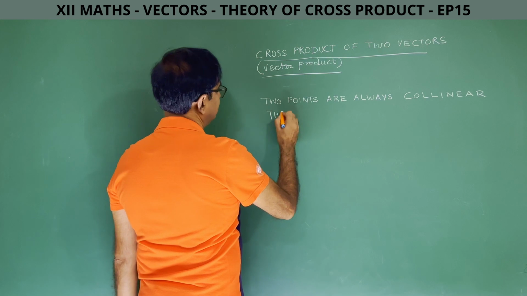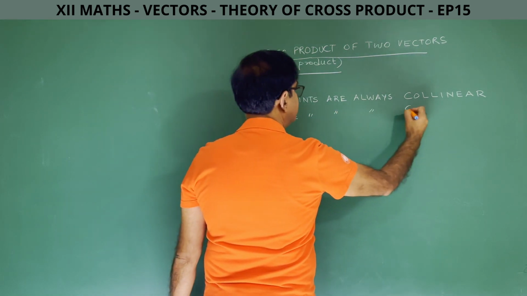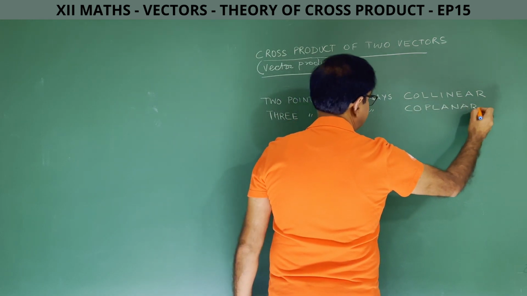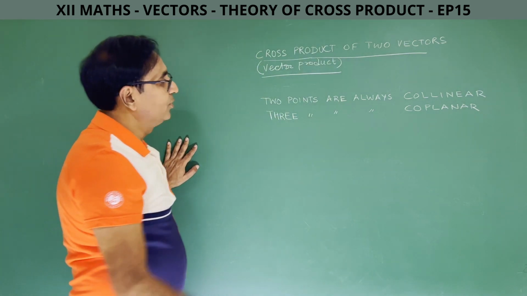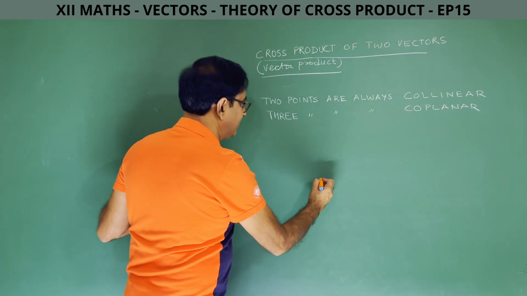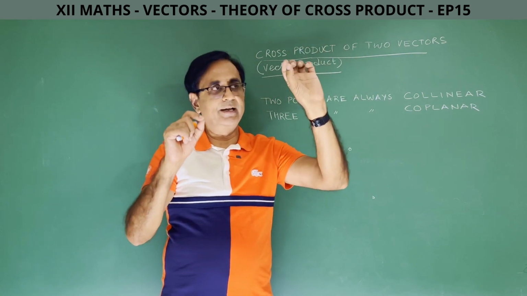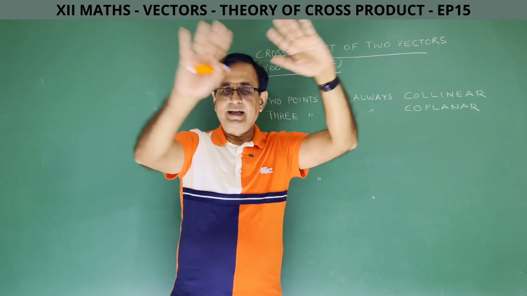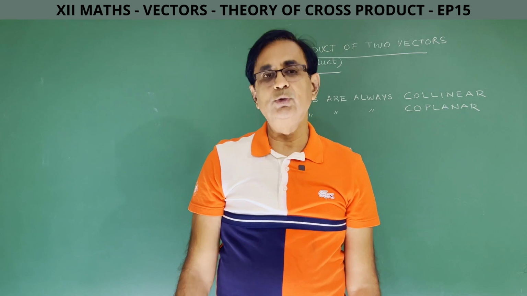3 points are always coplanar. See, this surface of the blackboard is a plane. You put any 3 points, you will be able to draw a plane. If I put it here, obviously they are coplanar. But if I mark 3 points in the space, look at the tip of my finger, 1 point here, second point here, third point here, we will be always able to make a plane passing through those 3 points.